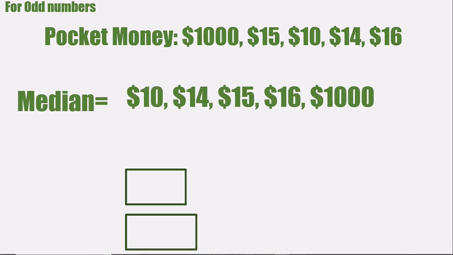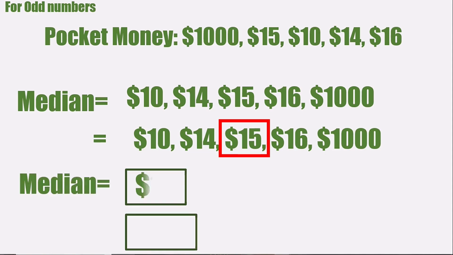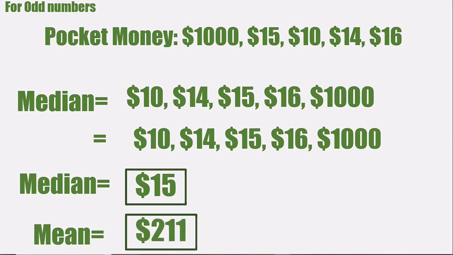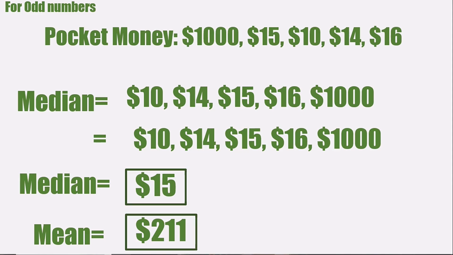First, you rearrange the data set in ascending order or descending order. Then you pick the value which is in the center. That's still the $15, as you can see. Now, the median is still the same, but the mean is now $211. That's where the difference comes in. Now, if you're creating a data model in Excel, which we shall see how to create later on, and you are guessing that in future the data set might change, then you had better use the median than the mean. So that's how you can calculate the median for odd numbers.